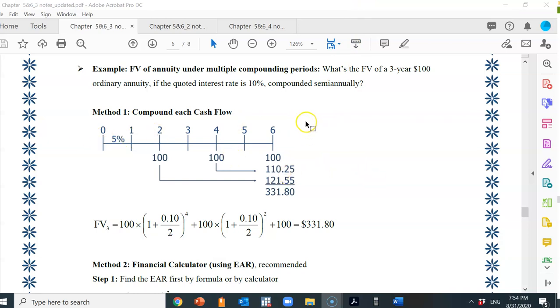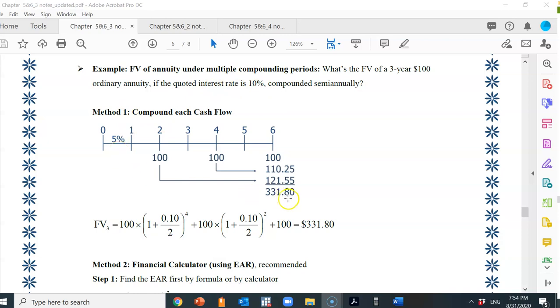All right, for this annuity, if we draw it on the timeline, we can see that we have 100s, but this time, because it's compounded semi-annually, we need to draw 6 time periods, 6 half years. For each half year, the rate should be 10 divided by 2, 5%.